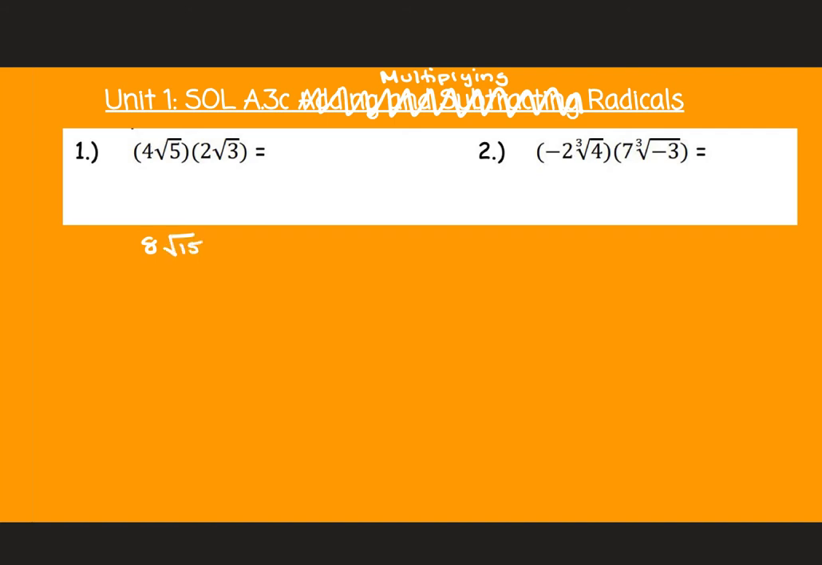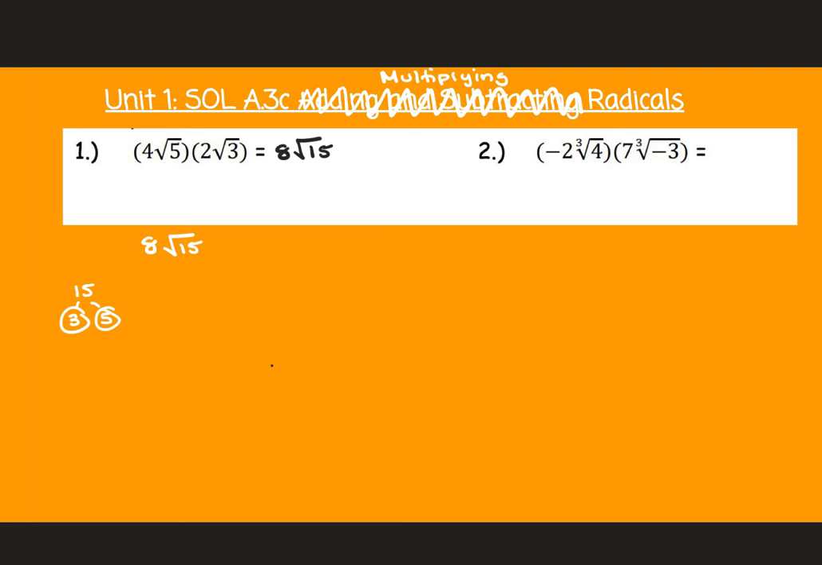All right, now before we say that this is our final answer, we have to look and see, is 15 in simplest radical form? We know that we multiply 3 times 5. Those are both prime numbers. So our answer here is going to be 8 times the square root of 15, because we cannot simplify that 15 anymore.